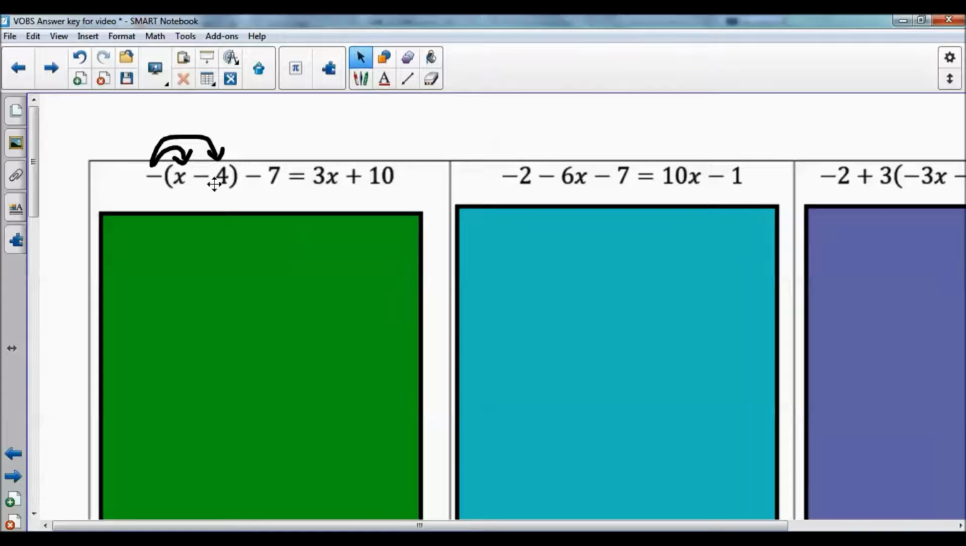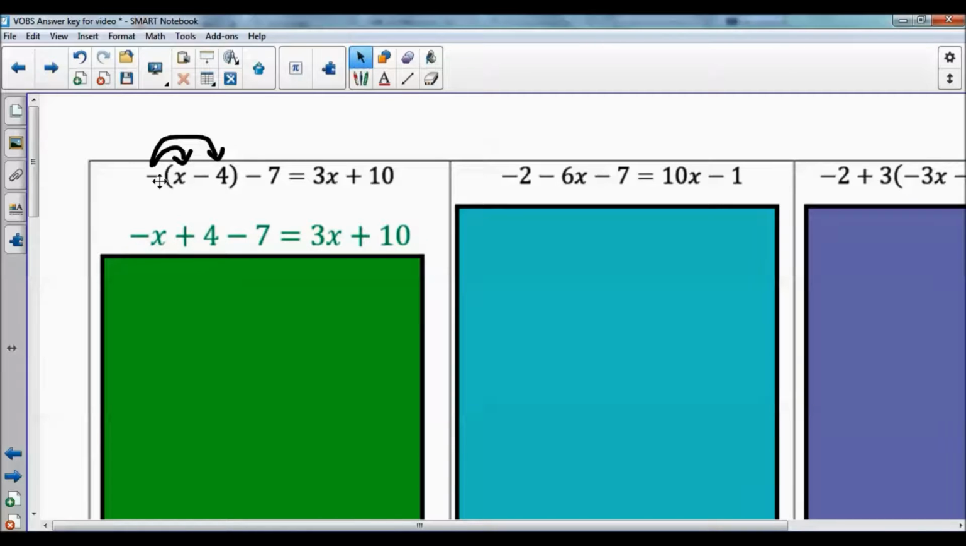So after we distribute that negative, negative times x is negative x. Negative times negative 4 is positive 4. Because remember, this is like a negative 1. If you can't see that number, it's just a 1. So negative times negative, positive 4. Okay, and then we still have this minus 7 over here, and that didn't change at all because the negative is only being distributed to the stuff in the parentheses, not this number on the end. Then this side we just kept the same for now, 3x plus 10.